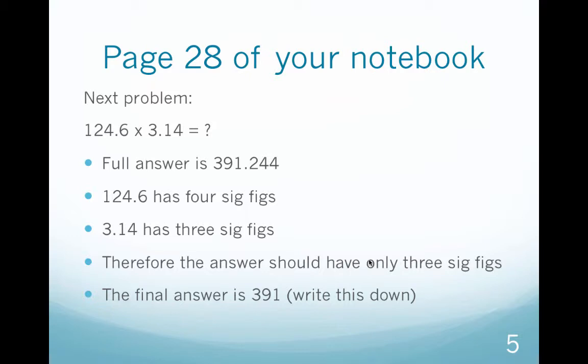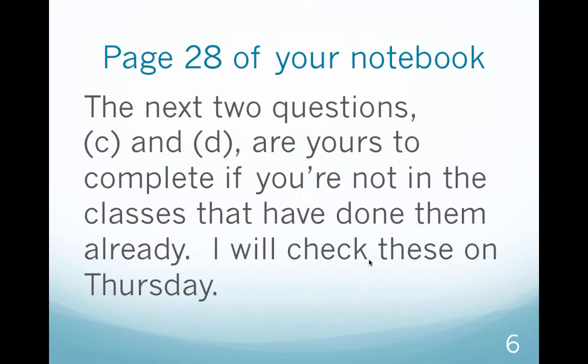All right. So the next 2 questions, parts C and D, are yours to complete if you're not in the classes that have already done them. I'll check these on Thursday. Don't worry about writing this in your agenda quite yet. I have a slip of paper that has all of your homework on it. So just right now, circle or star those if you haven't done them already, and that'll be part of your homework for next class. All right, let's go ahead and move on.